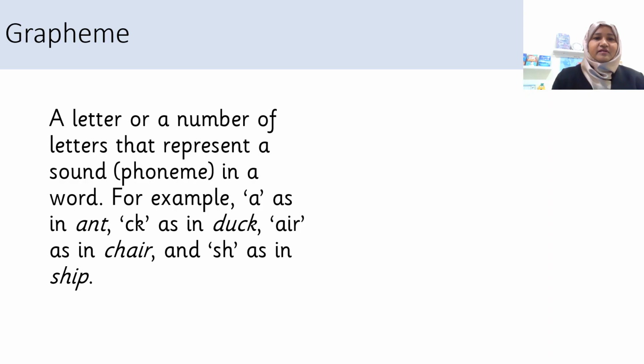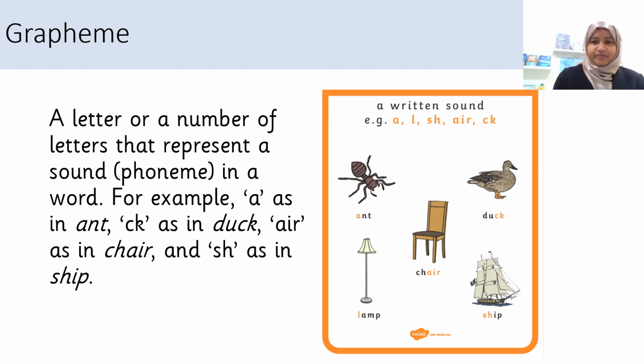Grapheme. A grapheme is a letter or number of letters that represent a sound, a phoneme, in a word. For example, a as in ant, ck as in duck, air as in chair, and sh as in ship.